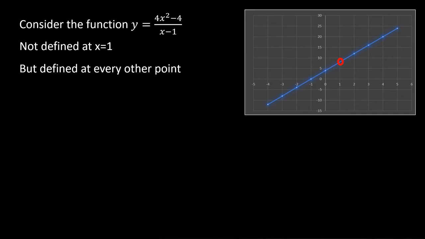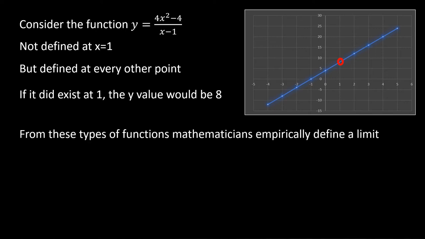However, from the graph, it is clear that because every other point of the function exists, if you were to travel along the line of the function, then at x equals 1, the y value would be 8, because all the other points around this single point would push you to that non-defined point. It is this type of behavior that led mathematicians to develop the concept of a limit.